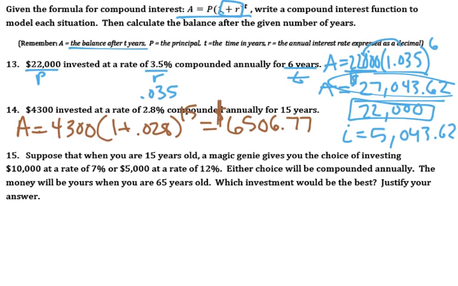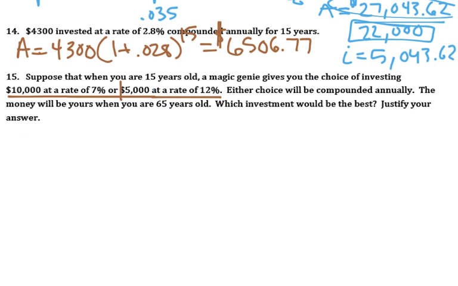Okay, number 15. Suppose that when you are 15 years old, a magic genie gives you a choice of investing $10,000 at this rate or $5,000 at this other rate. Either choice will be compounded annually. The money will be yours when you are 65 years old. Which investment would be your best? So we're going to have to do it twice, right?